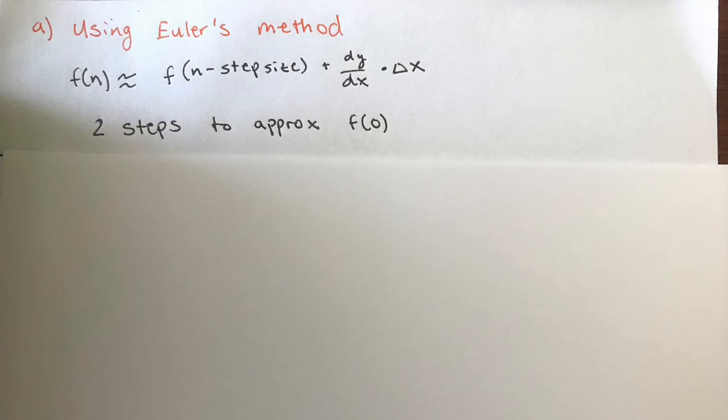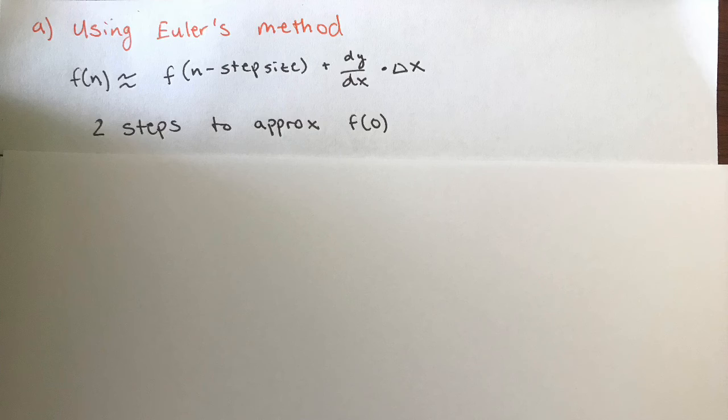Going back to part A, we're asked to use Euler's method with two steps of equal size, starting at x equals -1 to approximate f of 0. So this part is 2 points, and they're asking 1 point for the correct use of Euler's method with 2 steps and the correct answer.